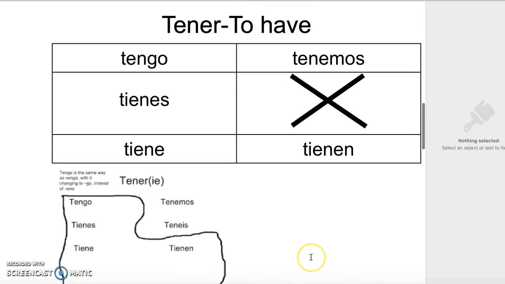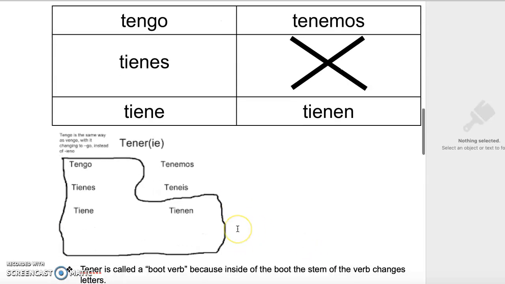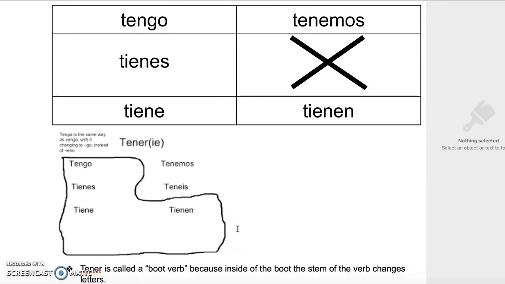If I look at ER endings, I have O, okay, I have that. I have ES, have that. I have E. Then I have EMOS. Then I have EN. So it's not the endings that look different. It doesn't follow the chart in the sense of the stem is different, but the chart has nothing to do with the stem. So if I'm writing something in words and I write tener has a stem change, well, what does that mean? What does stem change mean?